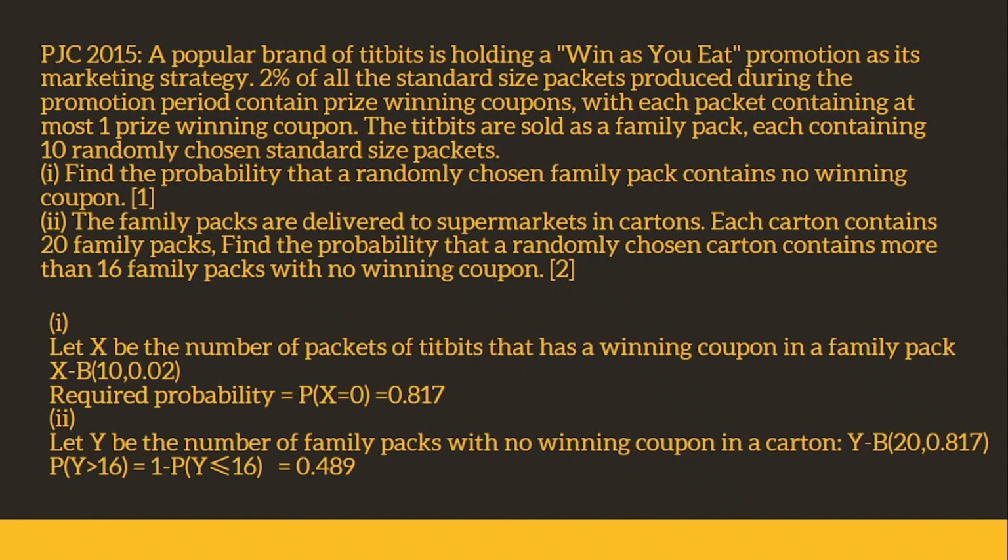Then part 2, the family packs are delivered to supermarkets in cartons. Each carton contains 20 family packs. Find the probability that the chosen carton contains more than 16 family packs with no winning coupon. So these first two parts are interrelated, but we will solve part 1 first.